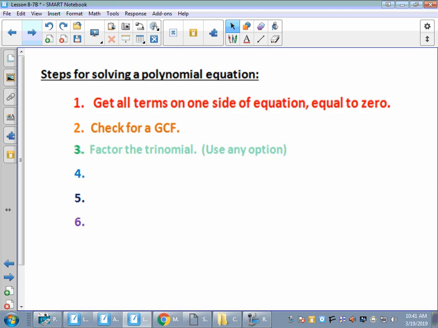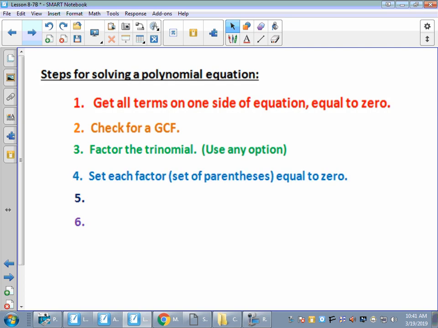And then factor the trinomial, and you can use any option you want. You can guess and check. You can use the product sum table. You can use this new square method. Either way you want. I'm going to give you the freedom to do that. Then set each factor, each parentheses, equal to 0. Now, if you already have the parentheses set up for you, it's already been factored, you can skip right to step 4. And then we want to solve. And I should put that in there. Set equal to 0 and solve.